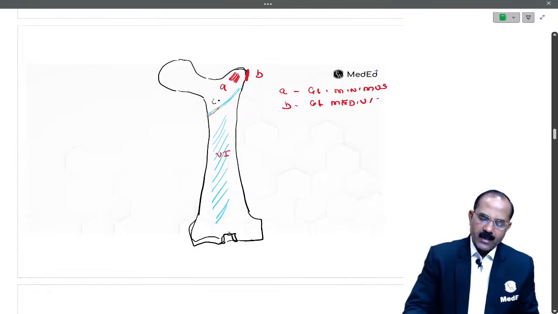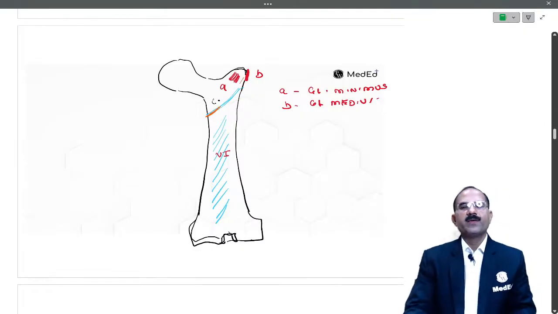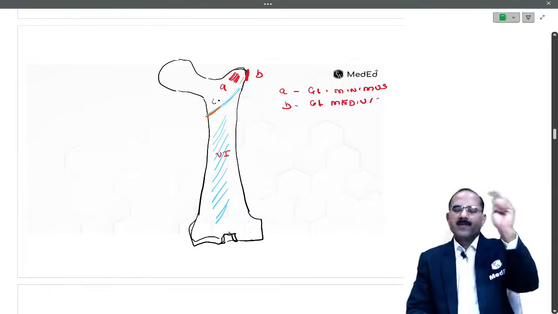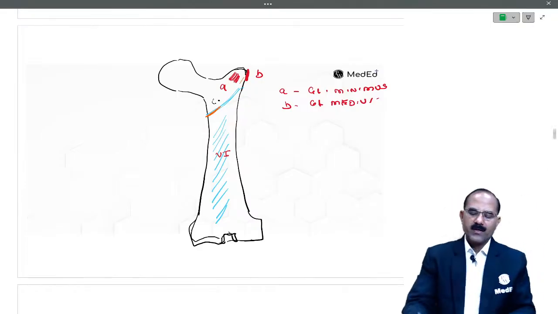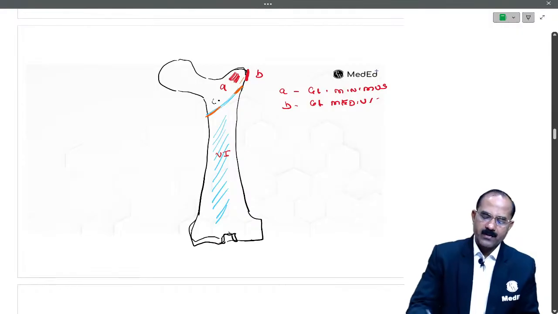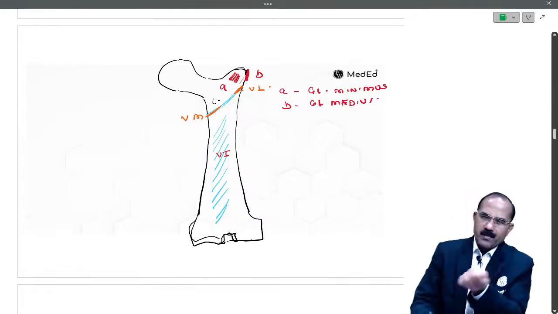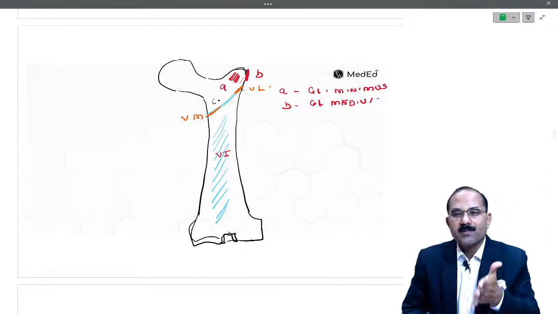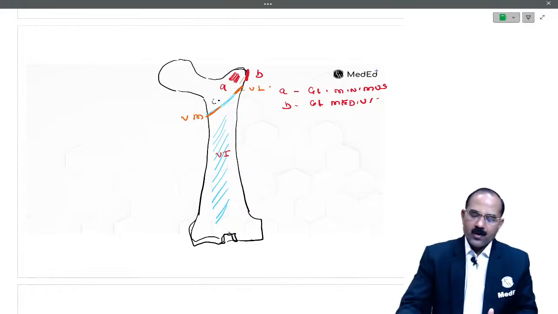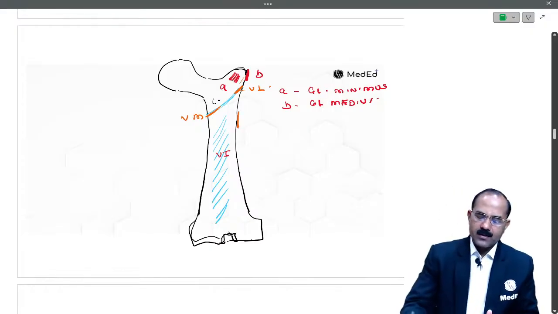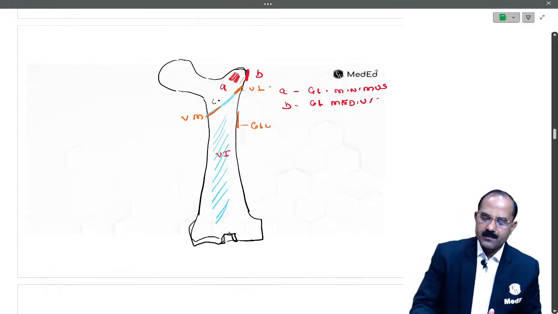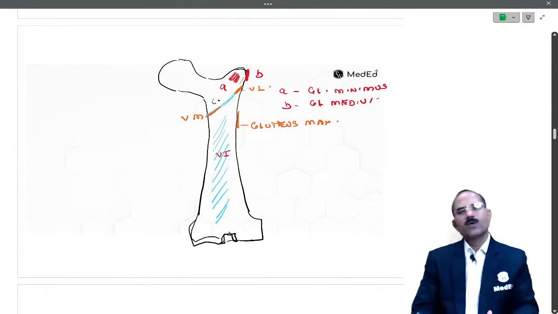From the medial aspect of this intertrochanteric line, the intertrochanteric line then becomes the spiral line behind. So medial aspect and the lateral aspect of the intertrochanteric line. This is vastus medialis. This is vastus lateralis. The intertrochanteric line goes behind and becomes the spiral line, and then it continues as the medial lip of the linea aspera. On this side is the gluteal tuberosity, gluteus maximus. Gluteus maximus, fine.